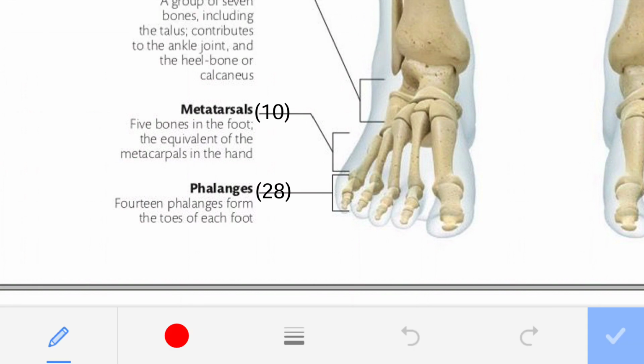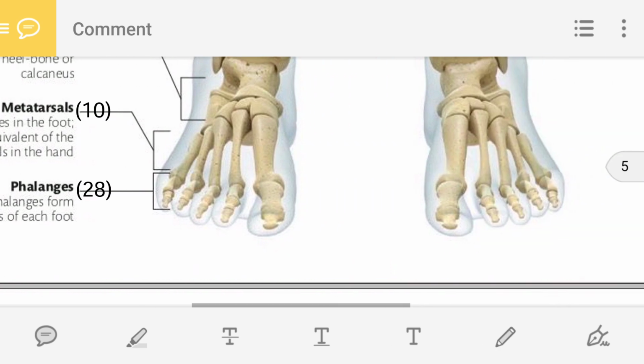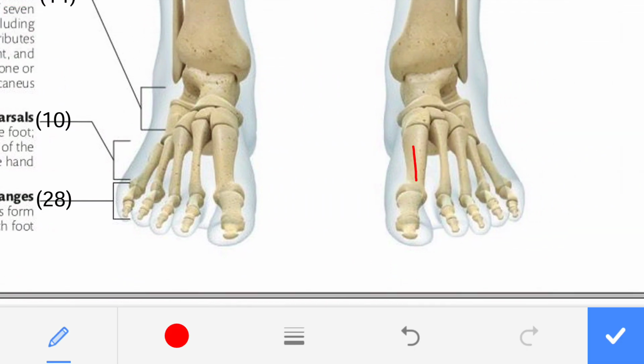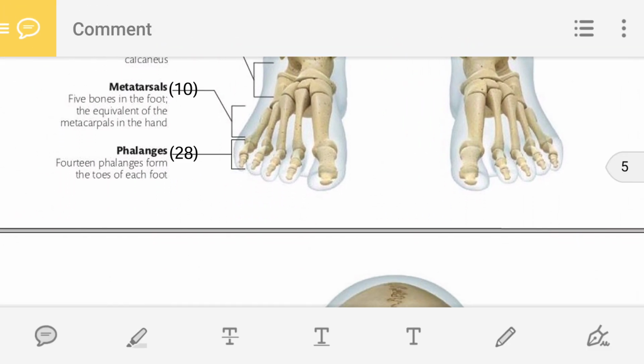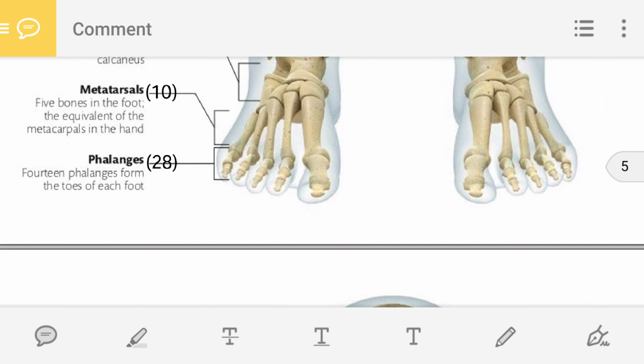Then the 5 bones in the foot. This is our foot, and in the foot, this one is 1, this one 2, 3, 4 and 5. So these 5 are the metatarsals. This is the right leg, 1 2 3 4 5. So these are the metatarsals. And then the fingers of our leg.